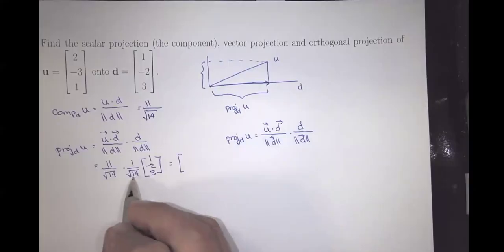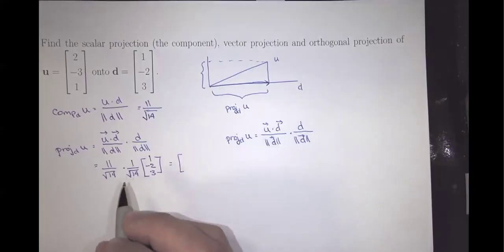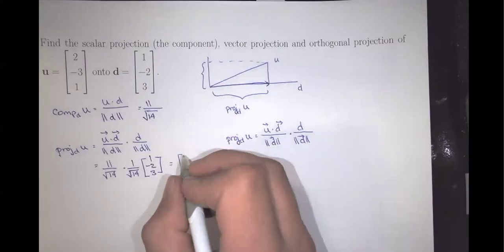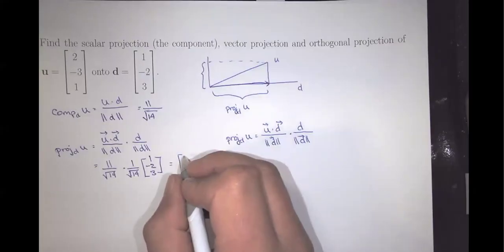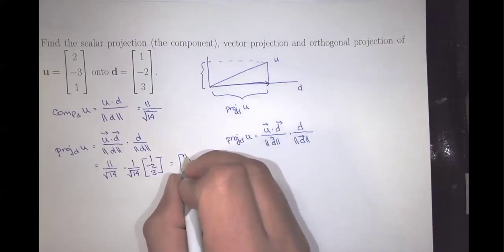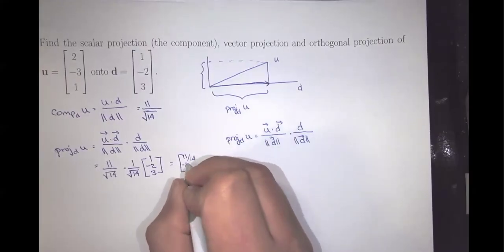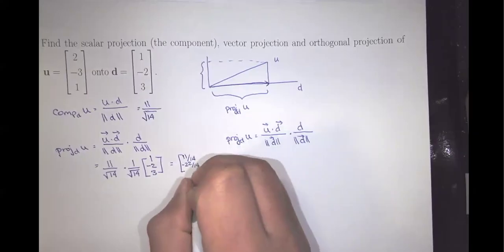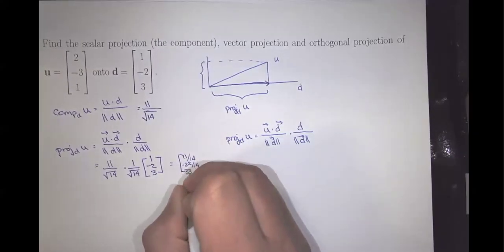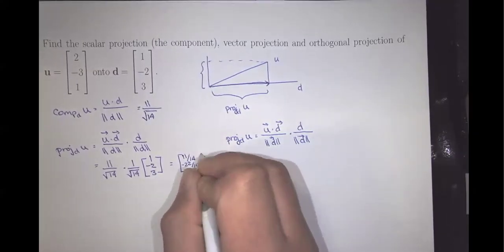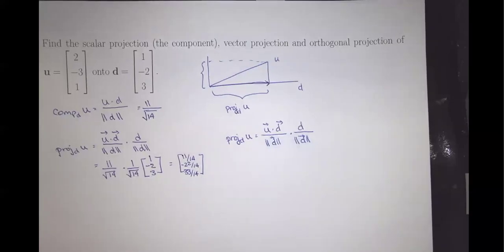root 14 times root 14 is 14. So we've got 11 over 14, negative 22 over 14, and 33 over 14. So that's our projection of U onto D.